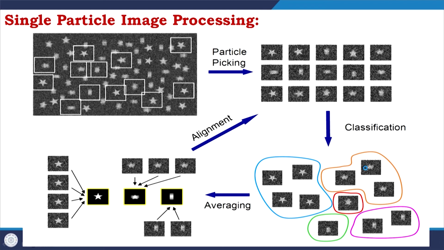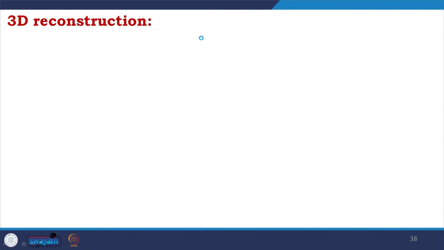So, if you come to a summary of what we perform for single particle image processing, we get the data, then we identify single conformations or orientations and we pick them up, that is called particle picking. Then we separate them, we make the classification, and once we do the classification, we do the averaging. Averaging gives a better picture, then we align them. That is the single particle image processing summary.